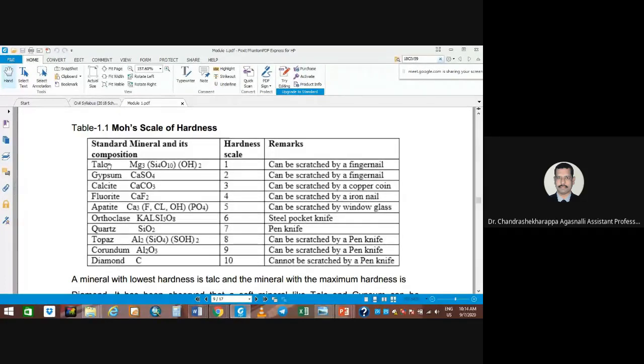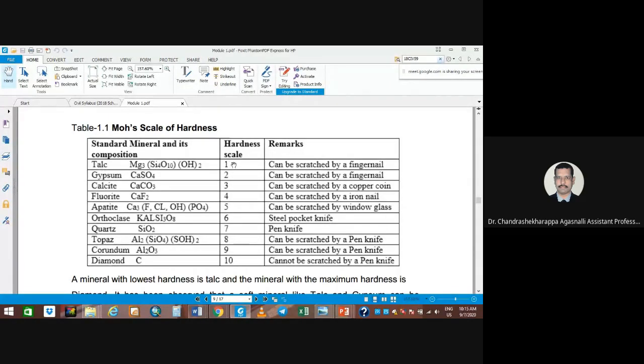The softest mineral in the world is talc. It's very soft, and gypsum is harder than talc. Talc you can easily scratch with your fingernail. That's why we use talc for manufacturing cosmetics as well as talc powder. Gypsum is a little bit harder than talc, so we scale it as two. The hardness scale is 1 for talc, the softest mineral in the world, and the toughest mineral in the world is diamond. Diamond can be cut only by diamond itself, no other mineral.